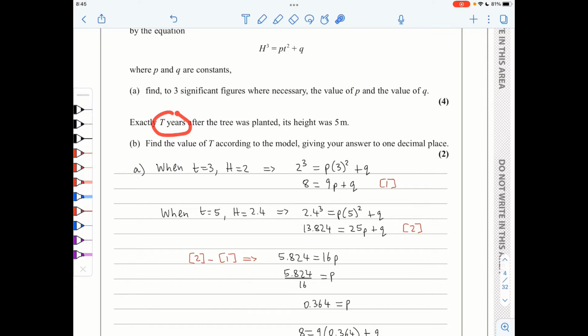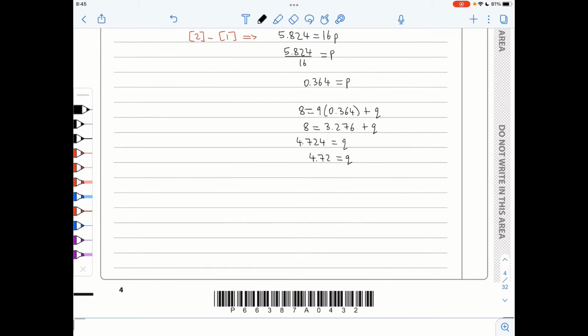Now, exactly capital T years after the tree was planted, the height was 5 meters. We need to find the value of capital T. So, in other words, we know that when small t is capital T, capital H is 5, and therefore 5 cubed is equal to 0.364, the value of P we found, times T squared, plus 4.724, the value of Q we found. So 125, the 5 cubed, minus 4.724 is 0.364 T squared. So 120.276, I will divide this by 0.364.